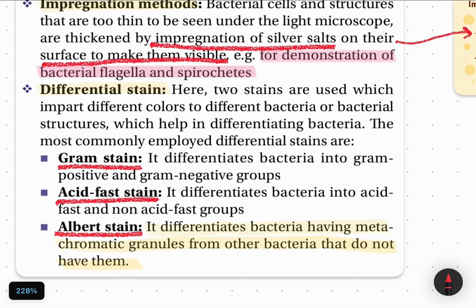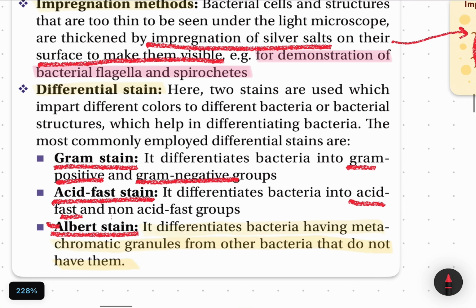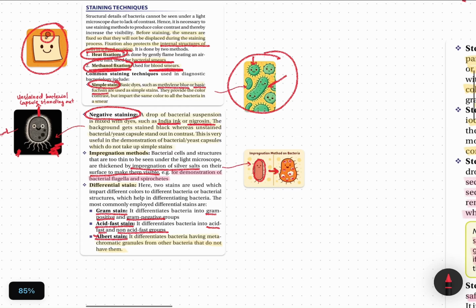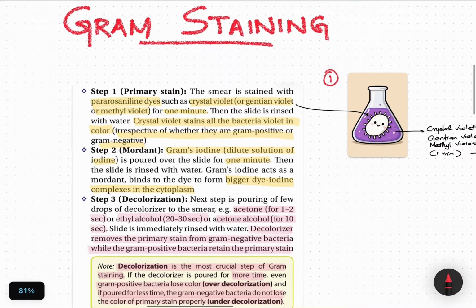In gram stain, the bacteria can be differentiated into gram positive and gram negative, whereas in acid fast, they can be differentiated into acid fast and non-acid fast groups. In Albert stain, it helps you differentiate between bacteria that have metachromatic granules and those that do not. So this is a simple introduction to our staining techniques. Now we are moving on to gram staining.